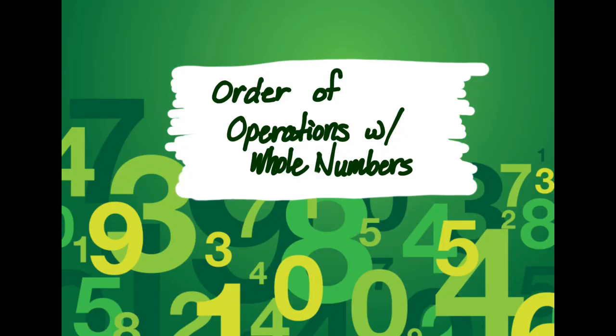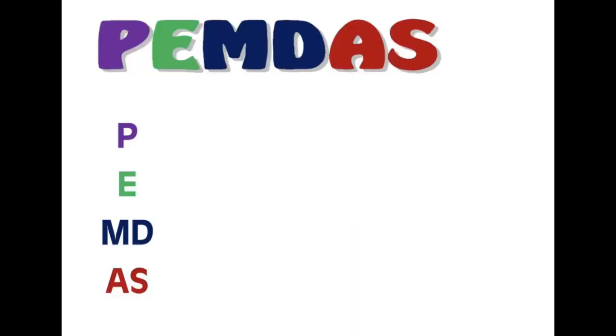All right, order of operations with whole numbers. Here we go. So PEMDAS is what we use to help people remember what order to do things in. Each one of these letters represents a different thing, and I'm going to go over that in a second. But first of all, what I want to talk to you about is the ranking system.